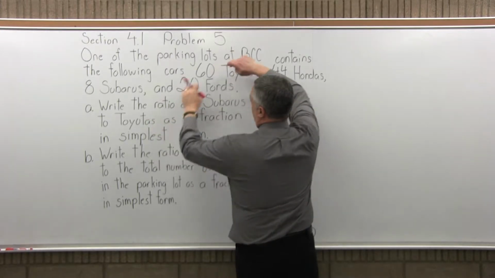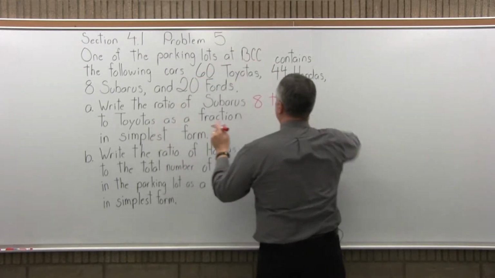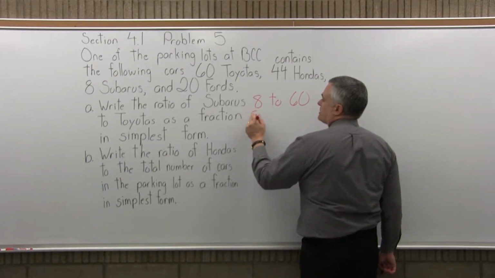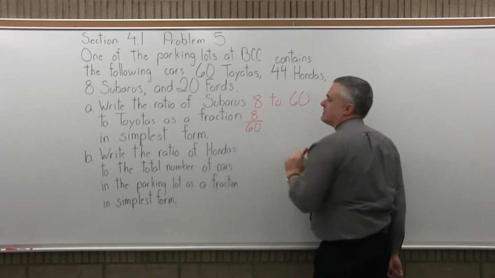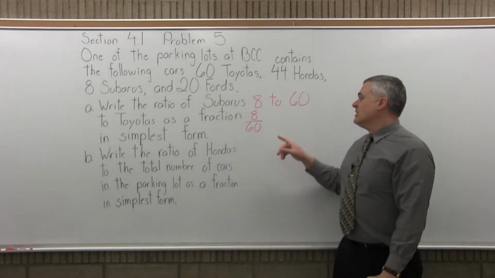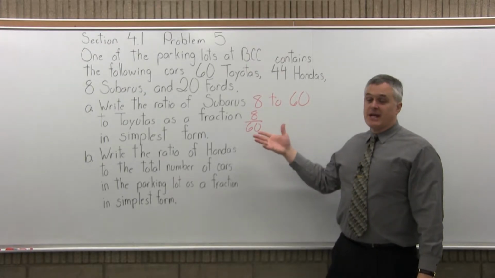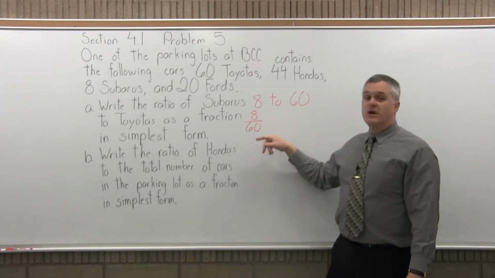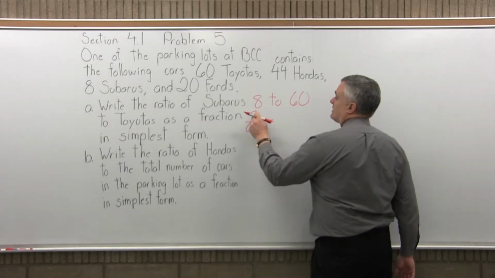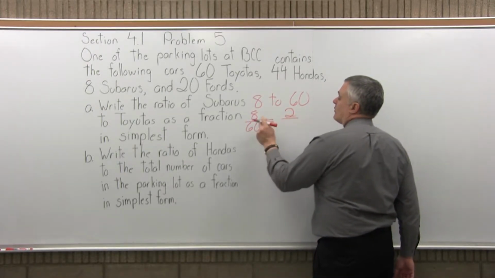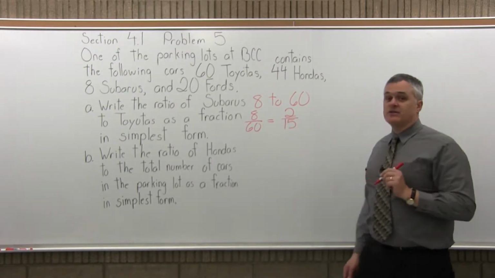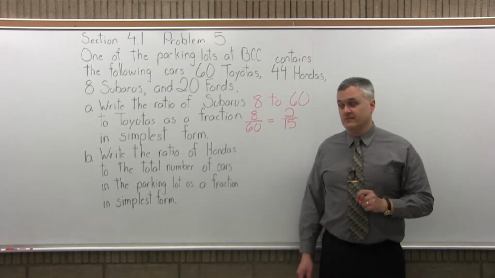So if I find the number of Toyotas, it says 60 Toyotas. So 8 to 60 as a ratio. Now as a fraction, it would be 8 over 60. Now, it says simplest form, so I have to reduce that if I can. They're both even, so I can at least cut them in half. But even better, I can reduce each one by 4. 4 divides into both 8 and 60 evenly. So 4 divides into 8 twice. 4 divides into 60 15 times. So my final answer for part A is 2 over 15.